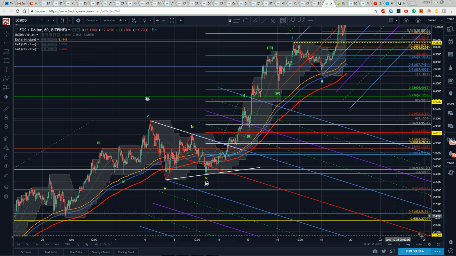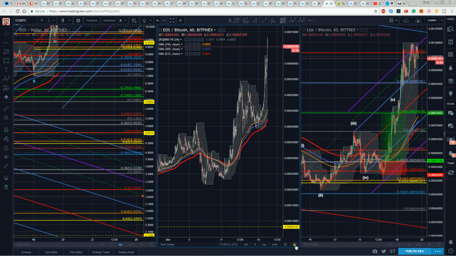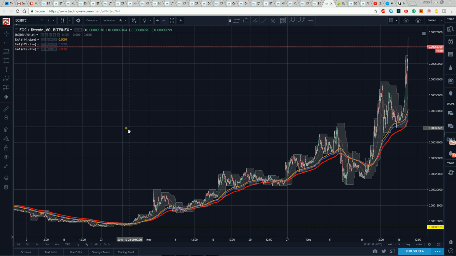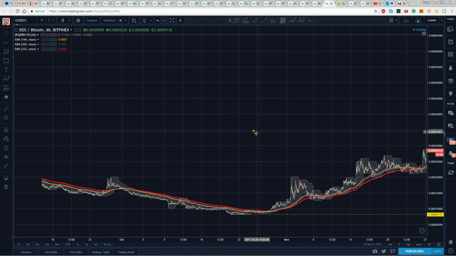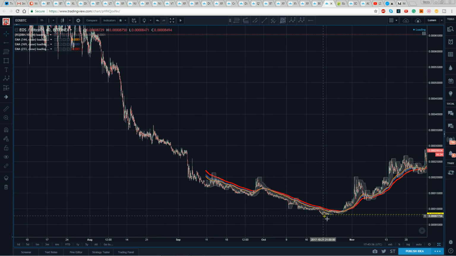All right, let's quickly go look at it. That's to the dollar. I've got it over here, and I've got it just wide open here. So, how am I doing on time? That's 14. Okay, this is EOS to Bitcoin on Bitfinex again. Same exchange, same idea here. I've gone back to get here's the beginning of it. I've gone back to the lowest low.